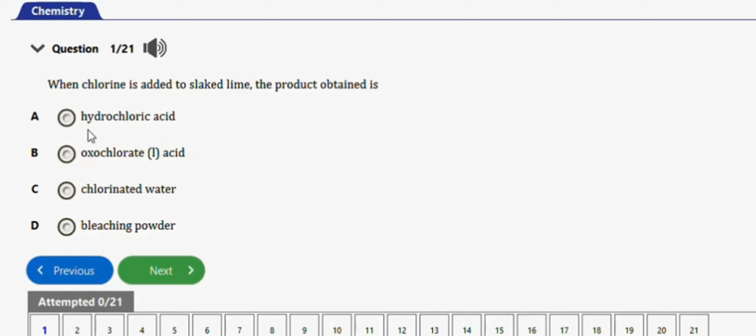We have hydrochloric acid, oxochlorate(I) acid, chlorinated water, bleaching powder. So the right option is option D, which is what? Bleaching powder. That's it for this question.